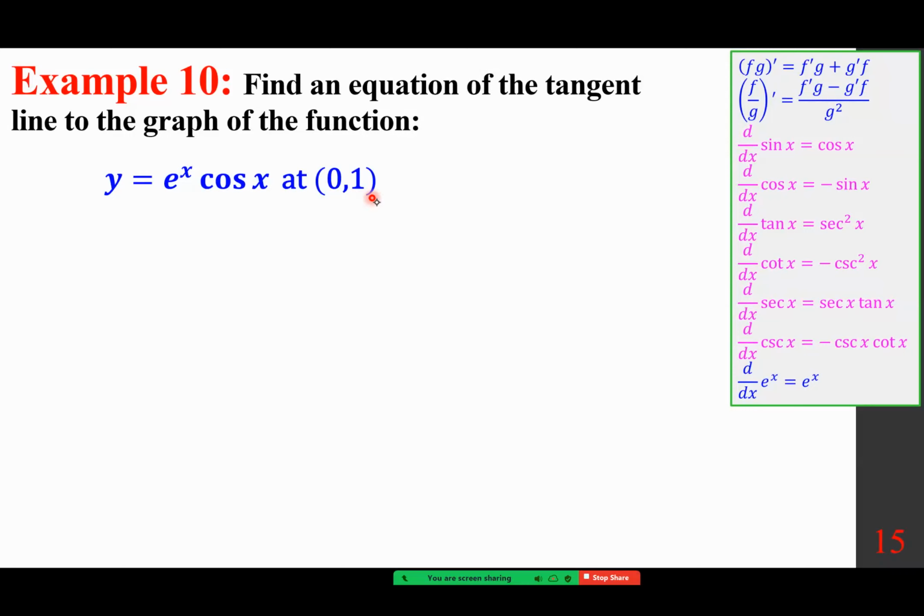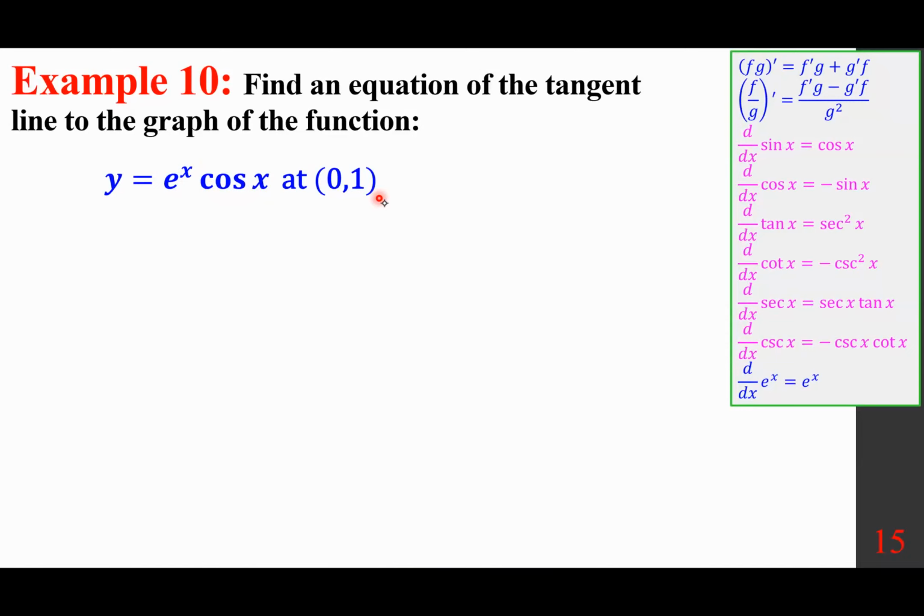By the way, again, they may just give you the x coordinate. If you plug in, e to the power of 0 is 1, cosine of 0 is 1, their product is 1. So even the x coordinate will result in what you want. The second thing is to find the slope. To find the slope, let's differentiate the function.